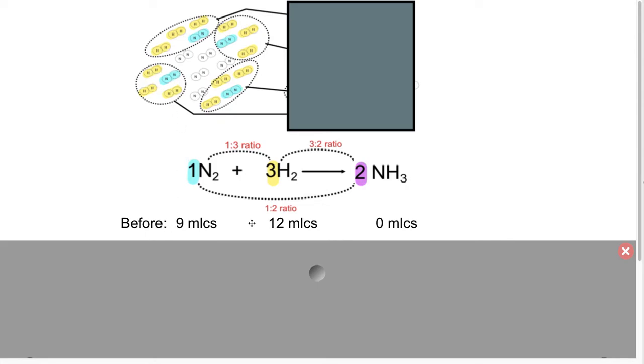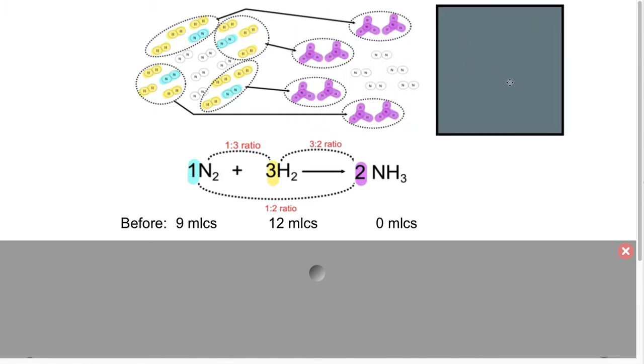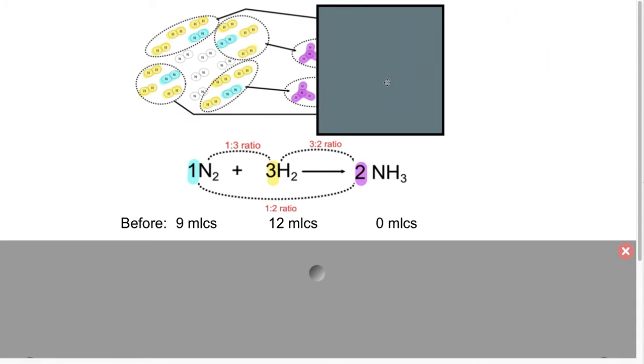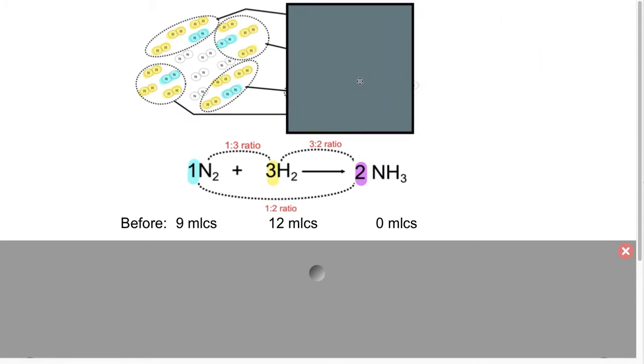So the before row, we are looking at before the reaction. So although in your picture we might be able to see the products, we are looking at before the reaction actually occurs. So in this case, I'm going to count up how many N2s I have. So in this drawing, they're both blue and white. So I have 1, 2, 3, 4, 5, 6, 7, 8, 9. 9 molecules of N2. And I have 12 molecules of H2. I have 1, 2, 3, 4, 5, 6, 7, 8, 9, 10, 11, 12.